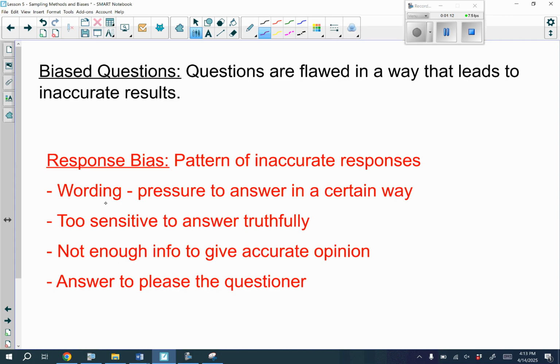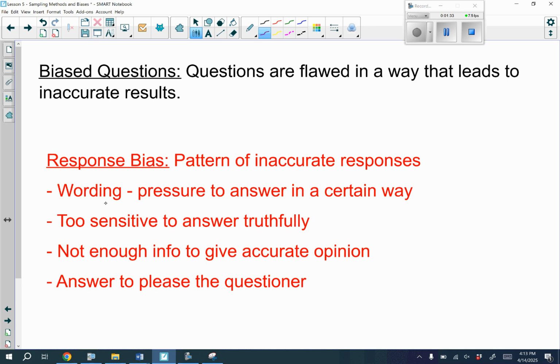Maybe there's not enough information to give accurate opinions. This is a lot of times like if people are trying to ask about a certain law or information and they just say, hey, what do you think about this? But they don't give you background information. That's going to be kind of hard unless you know what that law is. It may be difficult to actually give an honest opinion about it.